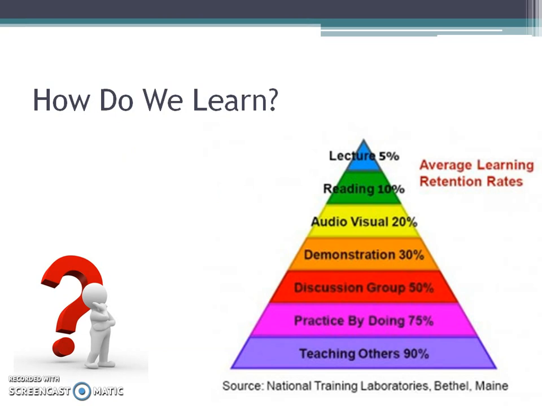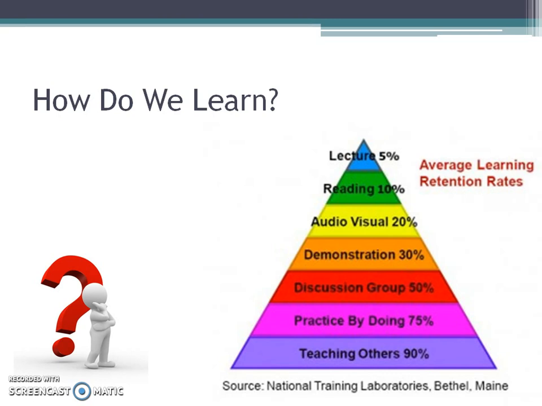So let's talk about how we actually learn. So maybe you've heard, my learning technique is reading, or I'm a visual person, or I need to hear it, see it, and then do it. Okay, so we all kind of learn differently. But what has been found in research is that just sitting in a classroom and hearing a lecture, only about 5% of that information is actually retained.